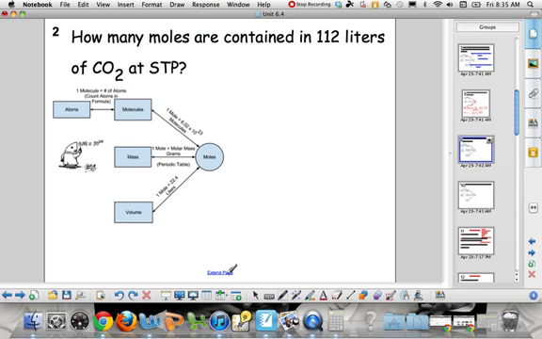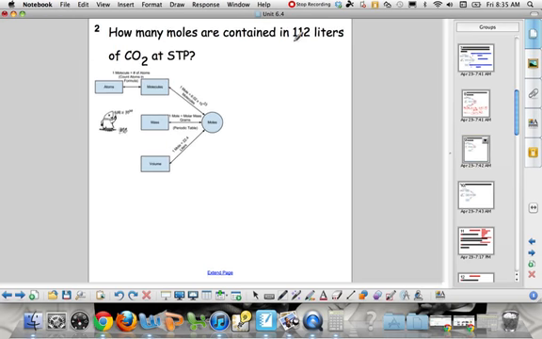So in this one, we're actually going a different direction. We're starting out in liters. So I'm going to take what I know and put it over 1. I have 112 liters and it says CO2, so CO2 is what I'm going to put down here. I have 112 liters of CO2. Let's take that, put it over 1.